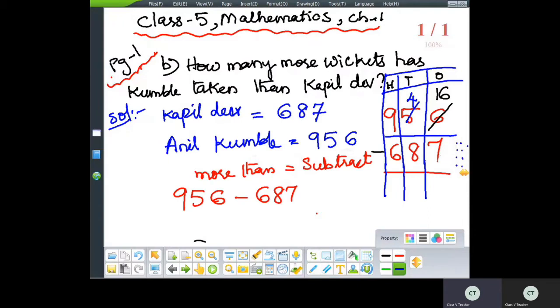So how many dots do I have here? 8, 4 plus 4, 8 plus 1, 9. So here it is 9.